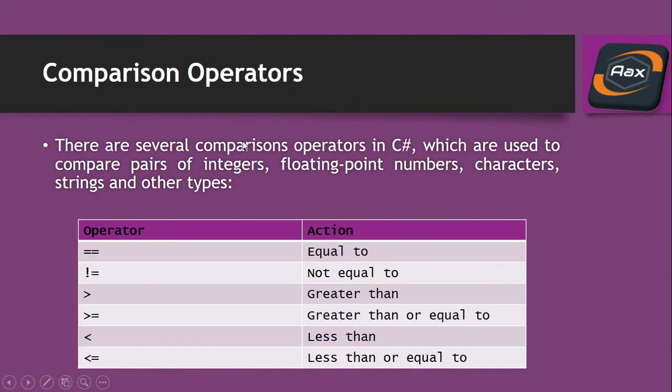Before we directly discuss conditional statements, we have to revise comparison operators. In C# we do have equal to, not equal to, sometimes it's called difference, greater than or equal to, less than or equal to operators. We can use these comparison operators to compare a pair of integers, floating point numbers, characters, strings, and other reference types.